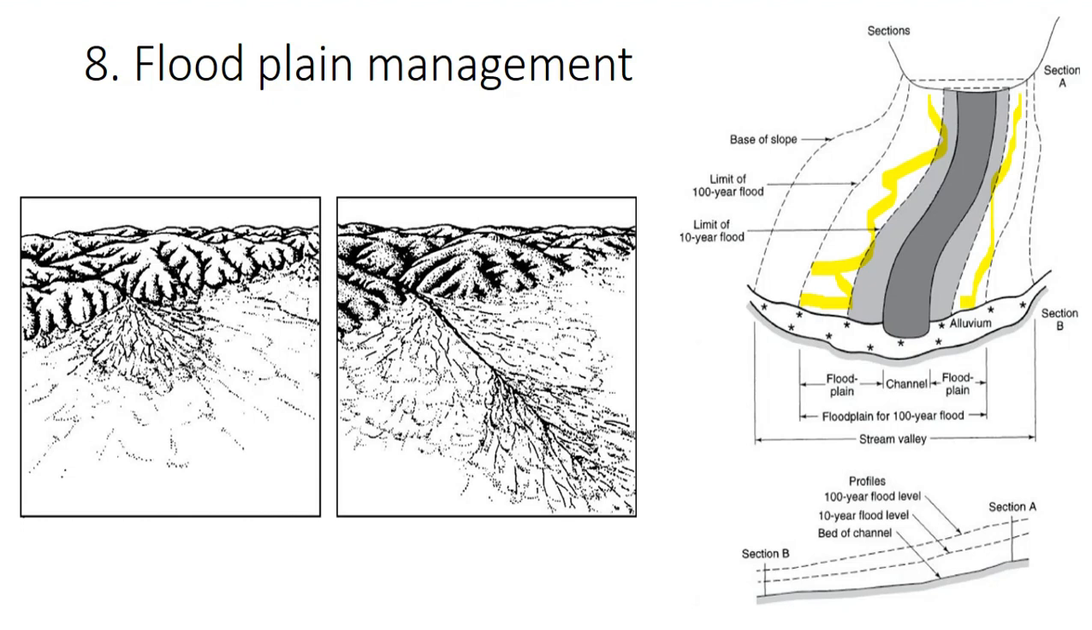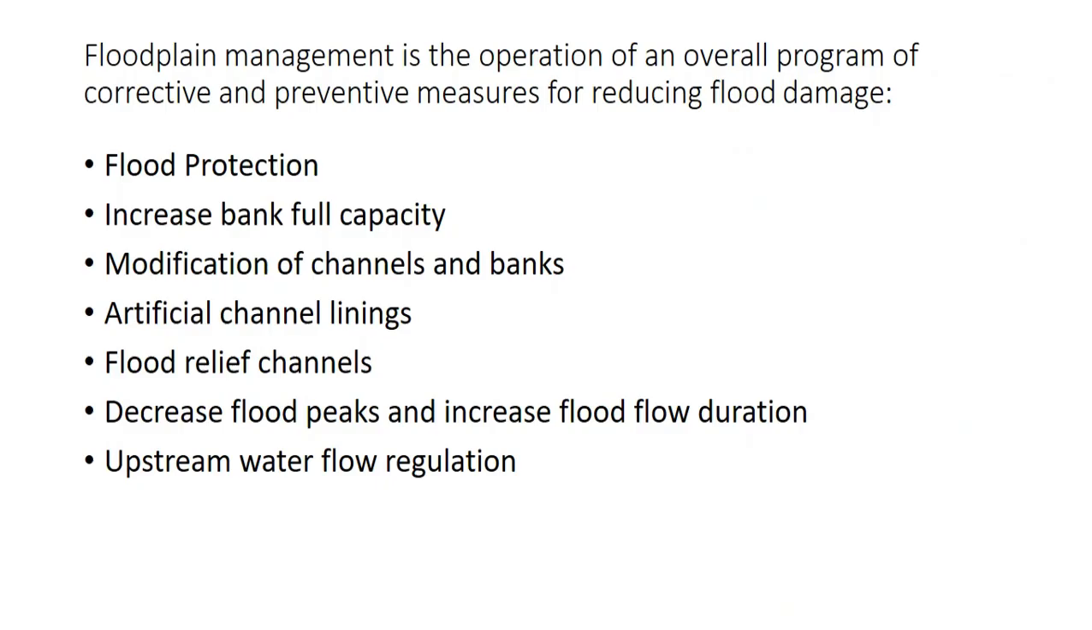So, there must be a clearing distance whenever you are building a community or residential units along the rivers or near the rivers or near coastal areas. There must be a particular clearing distance. I believe that is 100 meters, 100 to 500 meters for coastal areas. Floodplain management is the operation of an overall program of corrective and preventive measures for reducing flood damage.